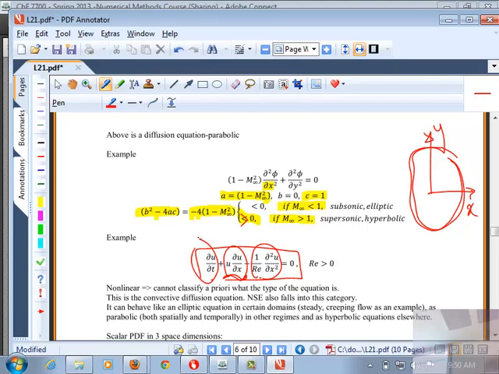But there are situations where you have a nonlinear term appearing as a coefficient. So this classification is no good for such nonlinear problems. And the classic example is the Navier-Stokes equation itself. If you ask the question, what is the Navier-Stokes equation? Is it elliptic, parabolic, or hyperbolic? It is all, depending on where you operate.